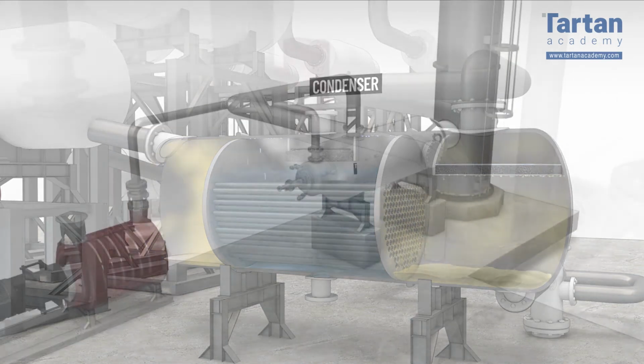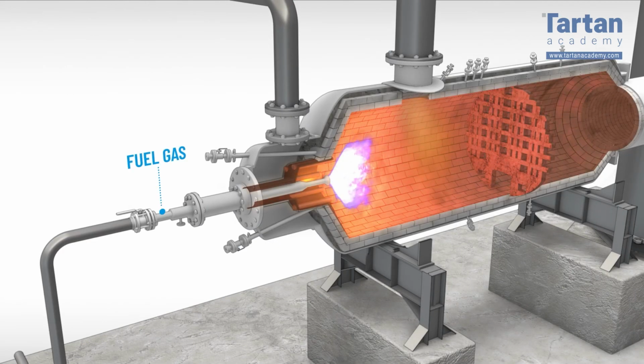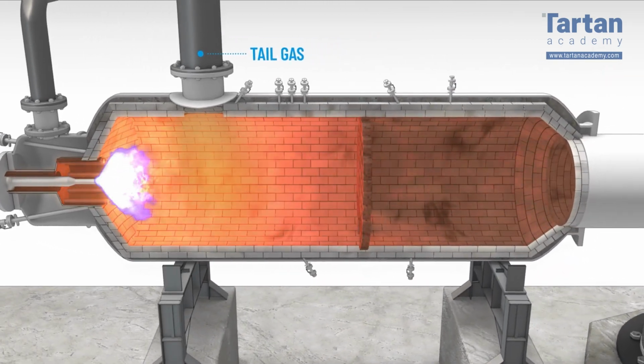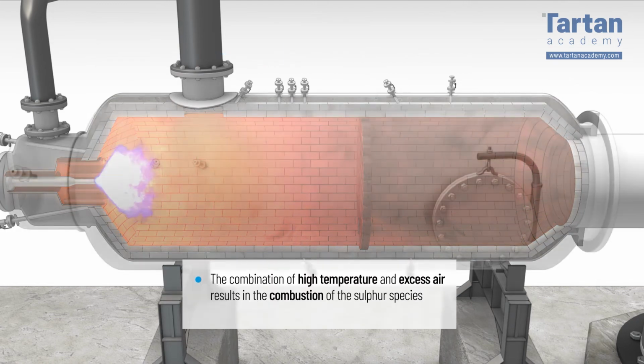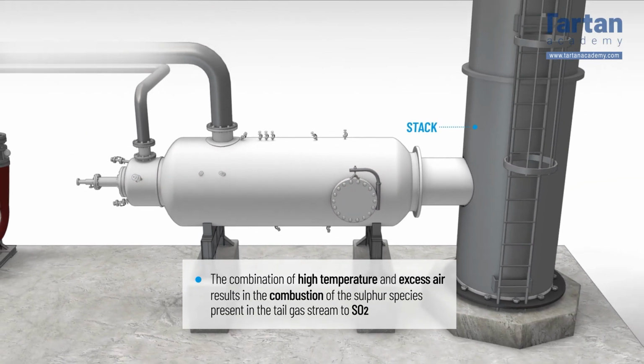Thermal incinerators begin by burning fuel gas with excess air. The tail gas from the sulfur plant enters just downstream of this fuel gas burner, and the combination of high temperature and excess air results in the combustion of the sulfur species present in the tail gas stream to SO2.